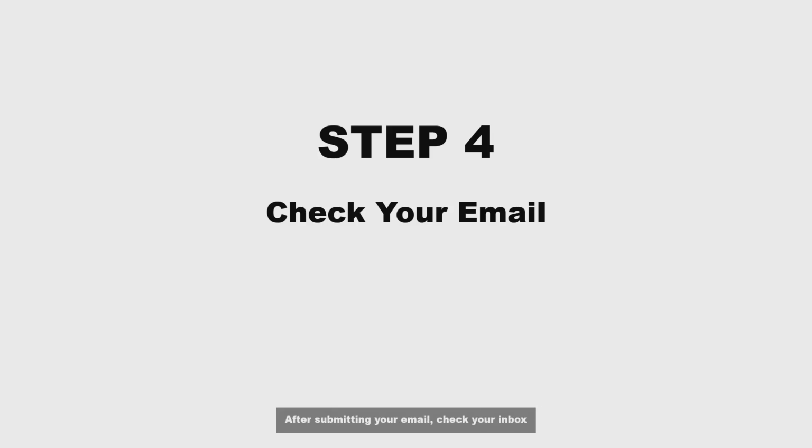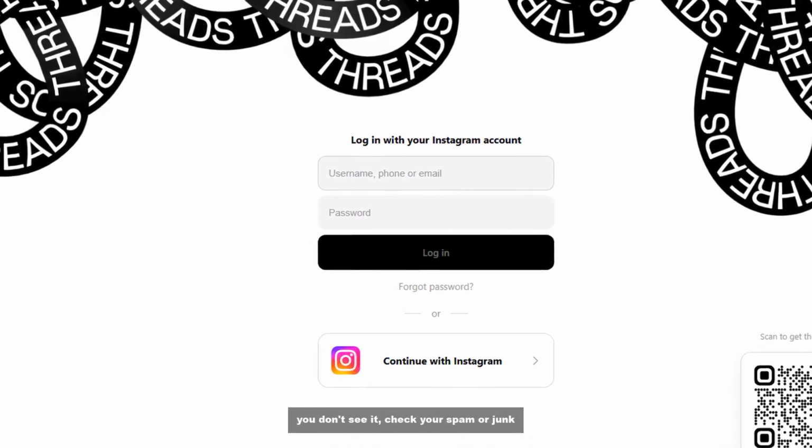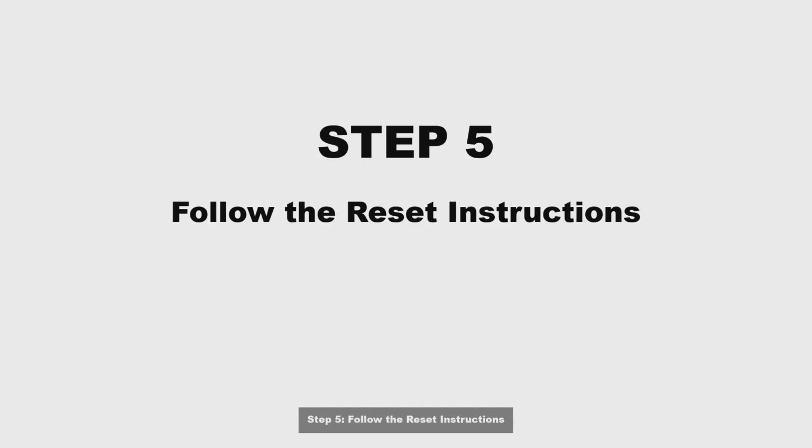Step 4. Check your email. After submitting your email, check your inbox for a password reset link from Threads. If you don't see it, check your spam or junk folder.